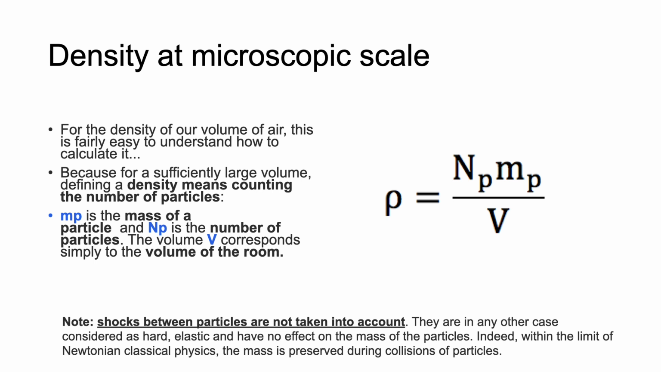If you think about a volume of air with a sufficiently large amount of particles inside it, you can define a density by simply counting the number of particles. So the density will be equal to the mass of a particle multiplied by the number of particles inside the volume, and then divided by the total volume of the room. I think it's easy enough to understand.